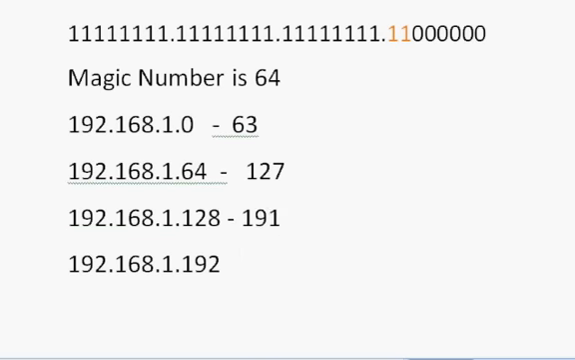The next network starts at 64. 64 is the network number, 127 is the broadcast number. The next network is 128.